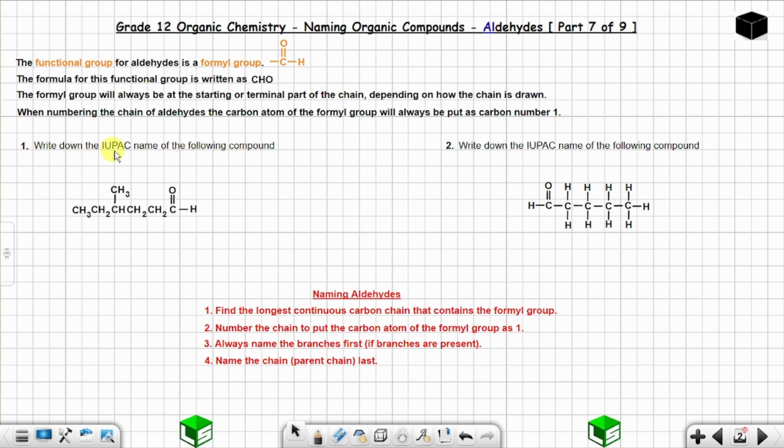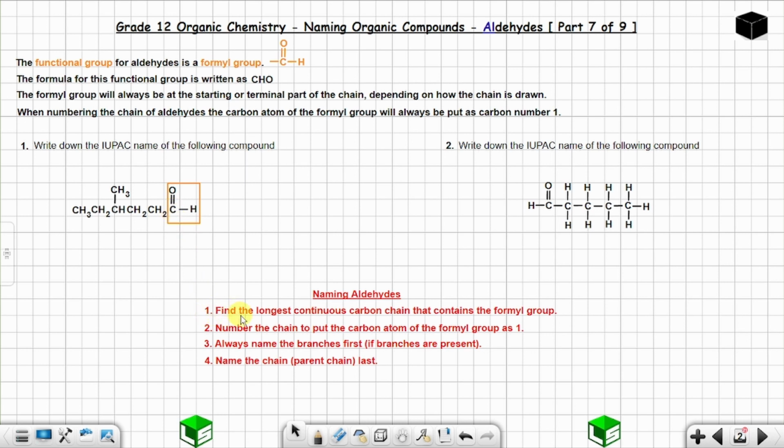Example number 1, write down the IUPAC name of the following compound. This is the compound. You have to identify the formyl group because we are dealing with aldehyde. The formyl group is this. Can you see? You have the carbon atom bonded to the oxygen atom by a double bond, and the same carbon atom is bonded to the hydrogen atom. So this is the formyl group. So this will be carbon number 1.